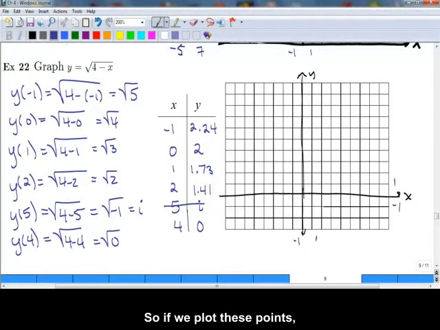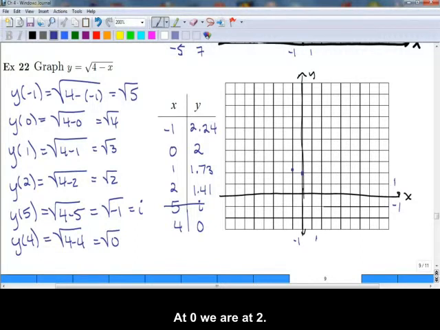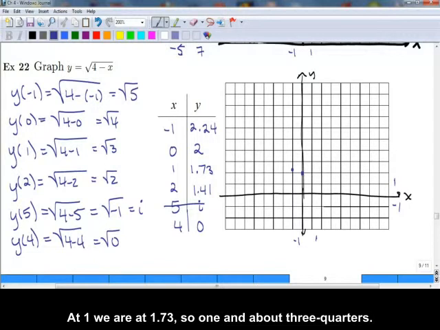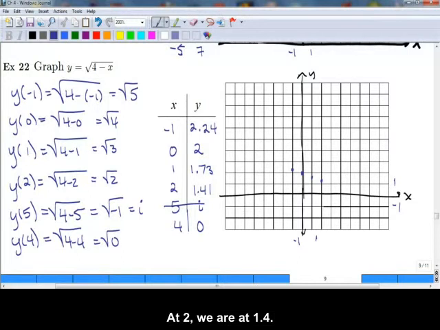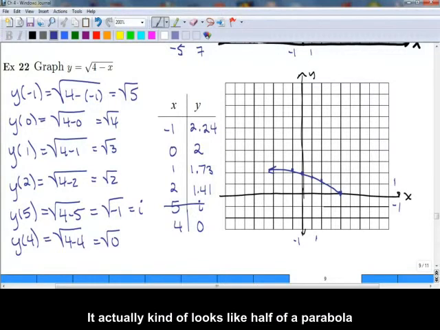So, if we plot these points, we said -1 was at 2.24, so 1, 2, and about a quarter. At 0, we are at 2. At 1, we are at 1.73, so 1 and about 3/4. At 2, we are at 1.4. And at 4, we are at 0. So at 4, we are here. And so this is what the graph for a square root function looks like. It actually looks like half of a parabola that is flipped on its side.